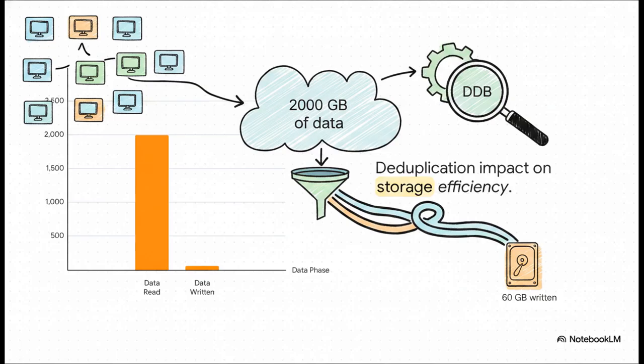If you run a full backup of all 50, that's 2,000 gigabytes of data being read from the clients. But because the media agent is hashing every single block and checking its deduplication database, the DDB, it recognizes the identical blocks across all those VMs. So out of 2,000 gigs read, it might only actually write about 60 gigs to your storage. That's wild. And it's exactly why maintaining the health of the DDB is such a critical Level 2 task.